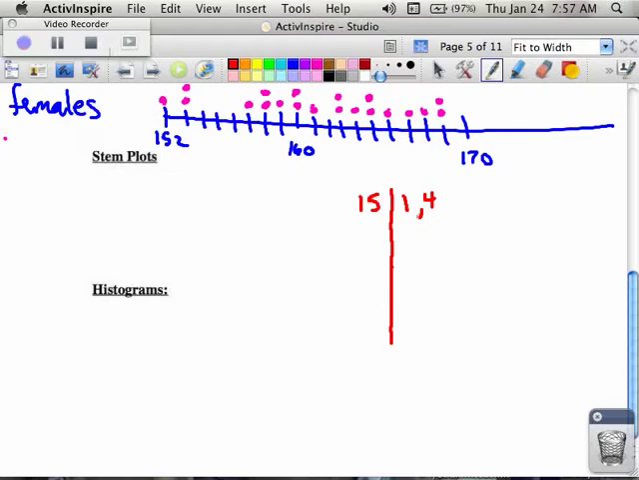I could also do, if I wanted to, splitting it up, I could actually write down the rest of the 150s. So I could do 7 and 9, because there's 157 and 159. For the 160s, I have 162, 163, two 165s, a 167, and a 169.